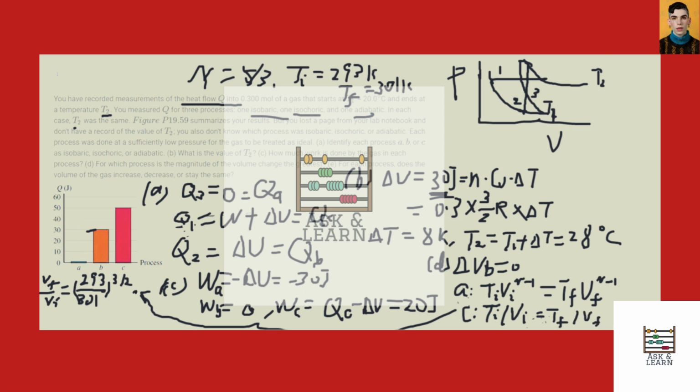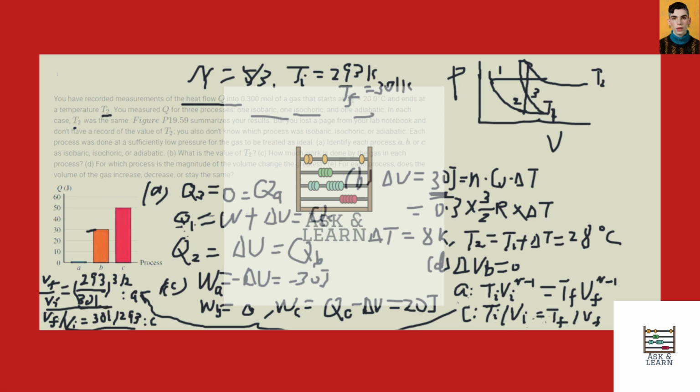So this is A. And for C, we obtain Vf over Vi equal to 301 over 293. There is no room to write here. If you compare these two results, this one is for process C and this line is for process A. You'll see that the magnitude of change in volume for process A is larger. You just need to compare these numbers. So for process A, this is larger.